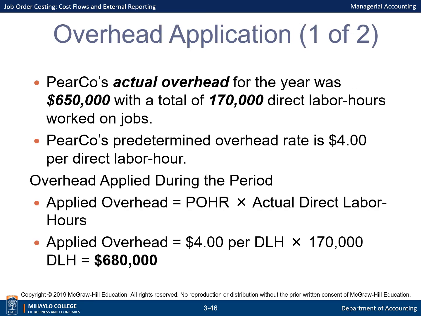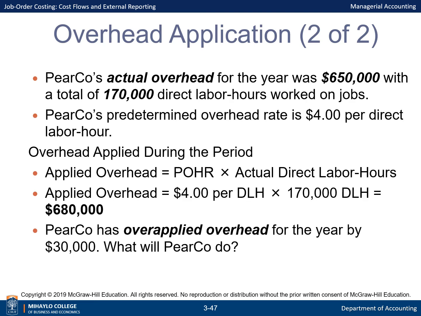Perco's actual overhead for the year was $650,000, with a total of 170,000 direct labor hours worked on jobs. Perco's predetermined overhead rate is $4 per direct labor hour. Overhead applied during the period is equal to $4 per direct labor hour times the 170,000 direct labor hours actually worked, for a total of $680,000. Perco's actual overhead for the year was $650,000 and applied overhead was $680,000, so the company has overapplied overhead for the year of $30,000. What will Perco do?